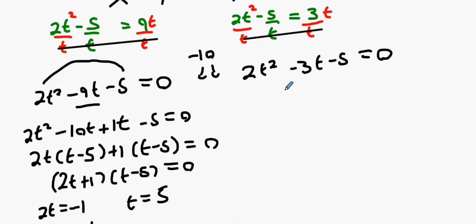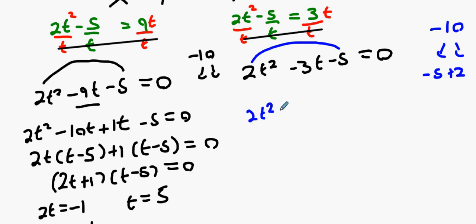Connor, next one. 2 times 5. Two numbers. Minus 5 plus 2, no better. I'm going to do it this way. Okay, now what you do?